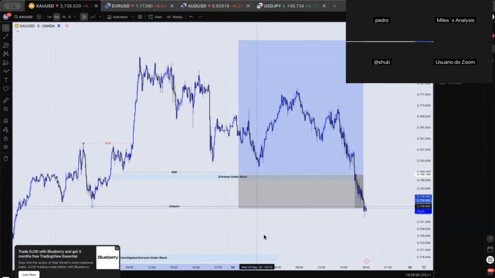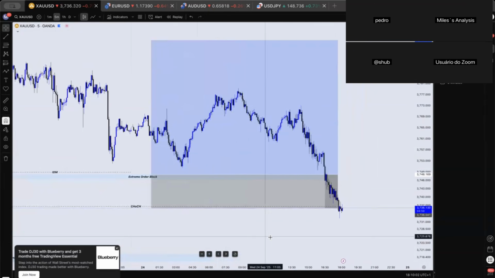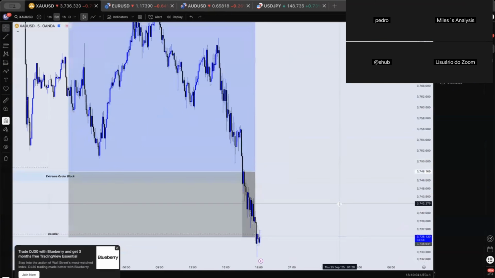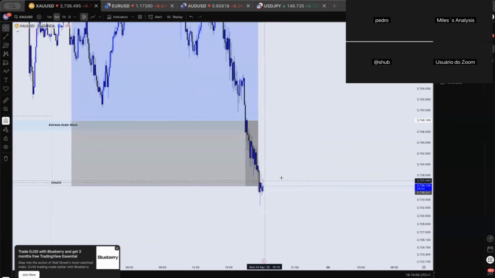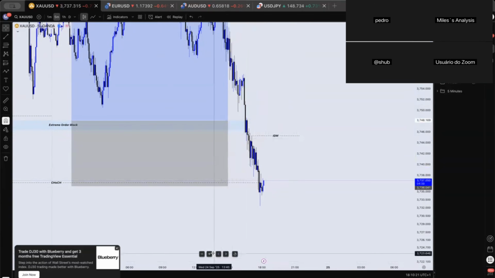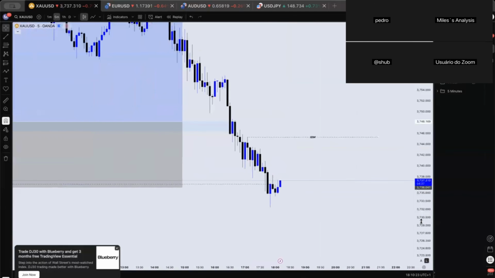So after change of character, normally we just look for an adjustment, then start looking for points of interest to take shorts. So here you can see price created a change of character, and if you were to look for the nearest adjustment, in this case it would be this one. Yeah, this will be our adjustment because it's the last valid pullback created. So let me just zoom in so it's clear for everyone to see.